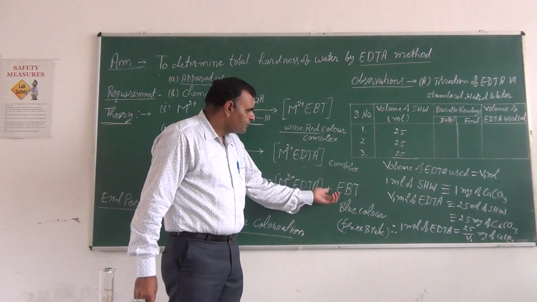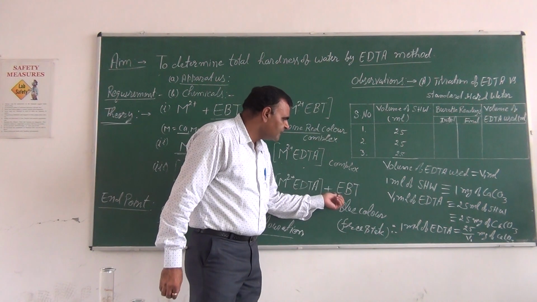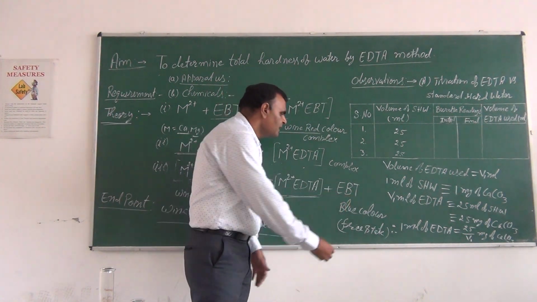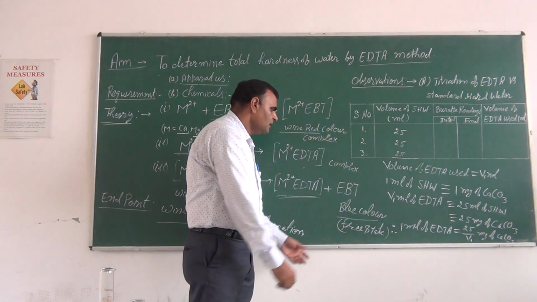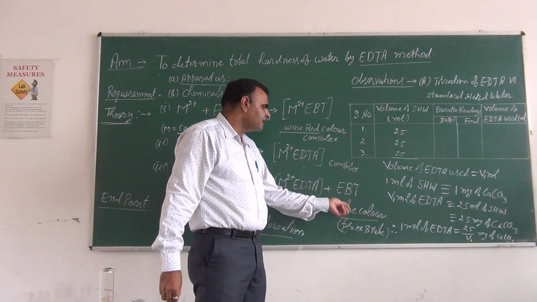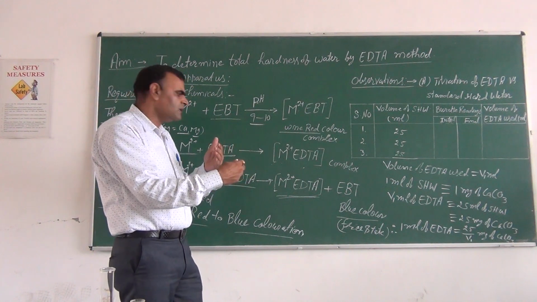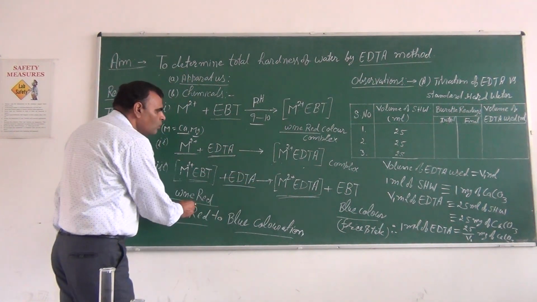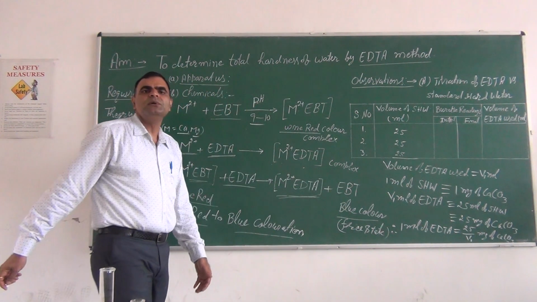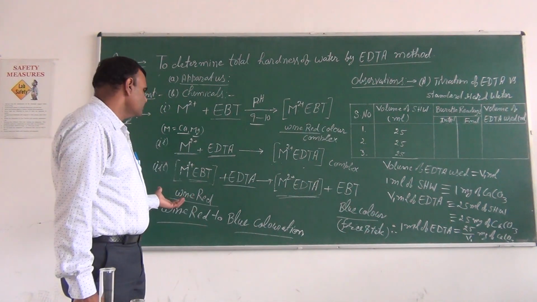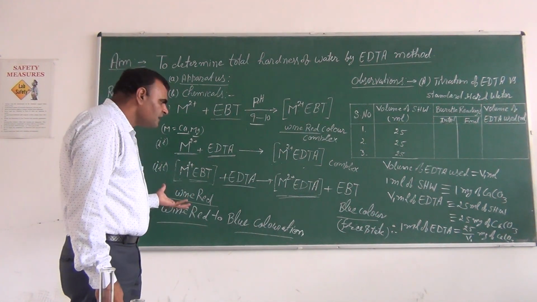Free EBT, free Eriochrome Black T, has a blue color. So the color change takes place from wine red to deep blue. That is the end point of this particular titration.